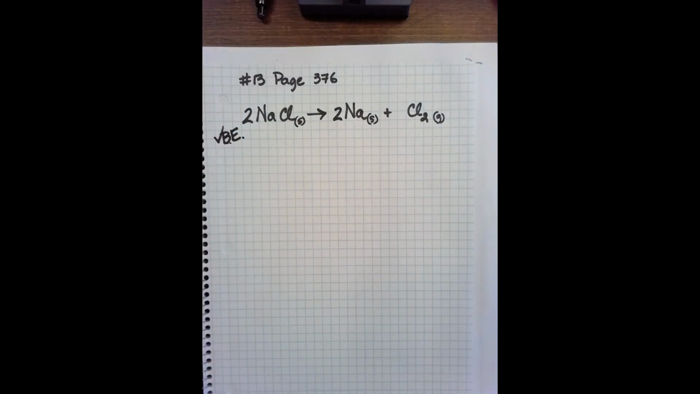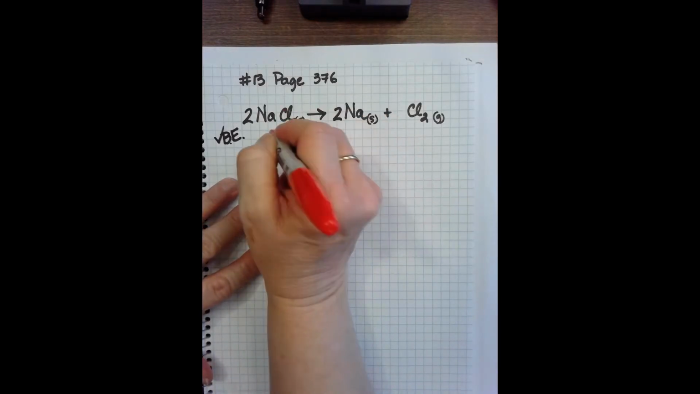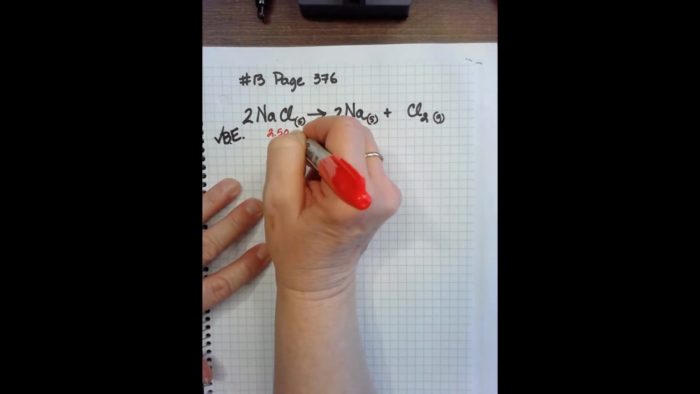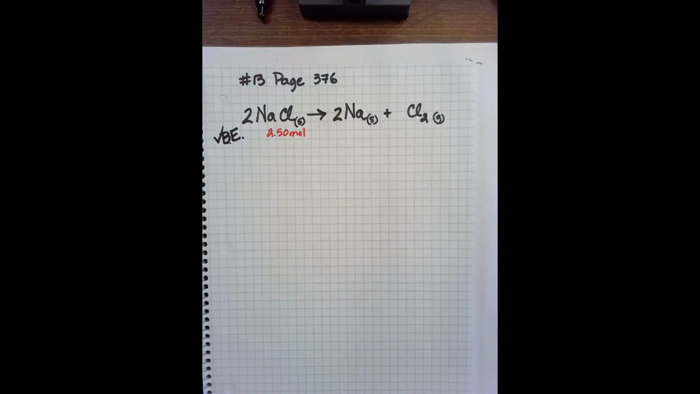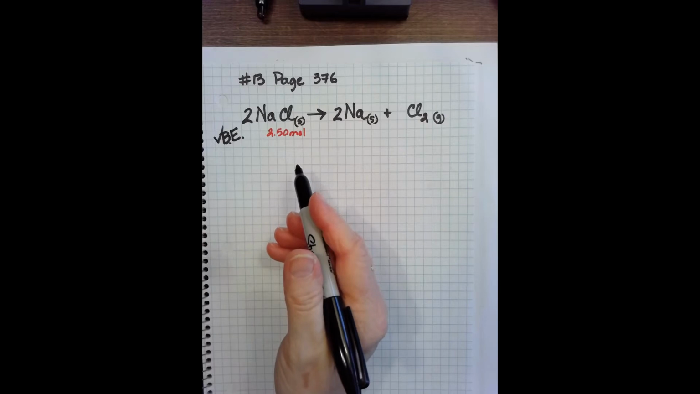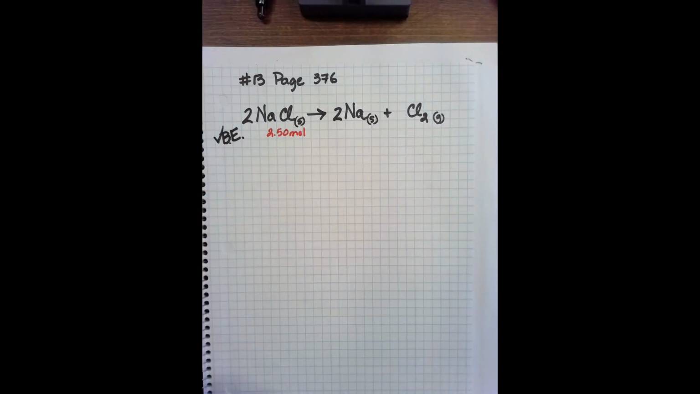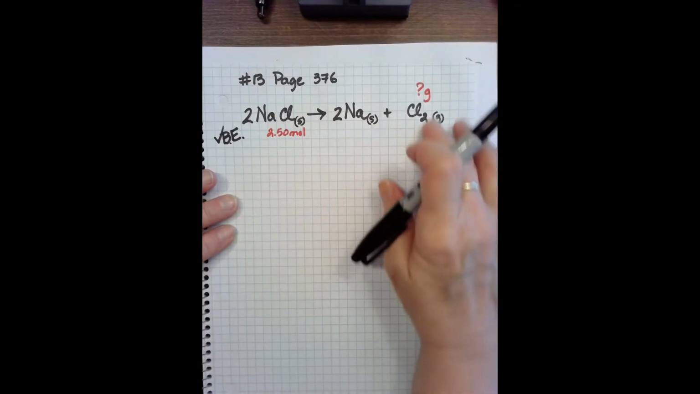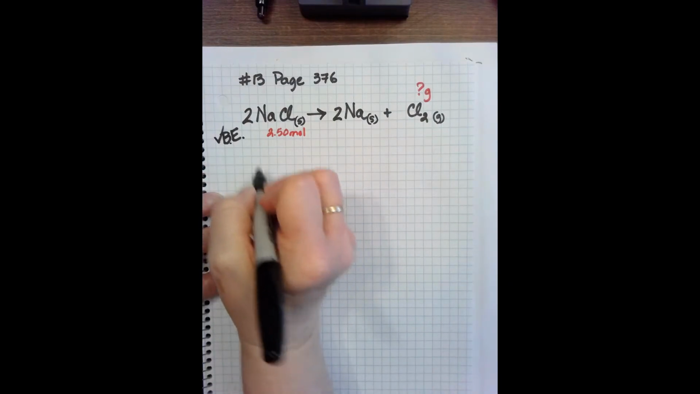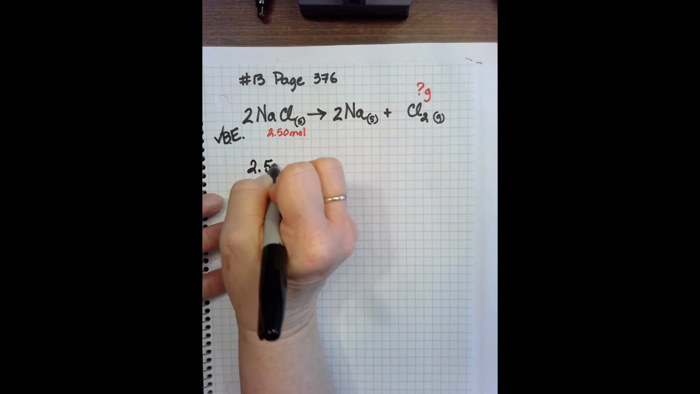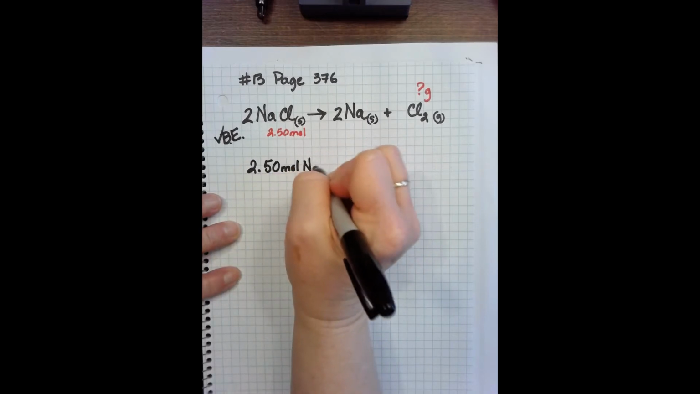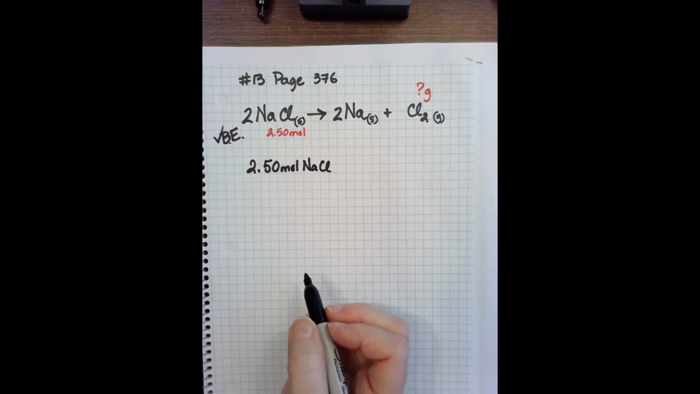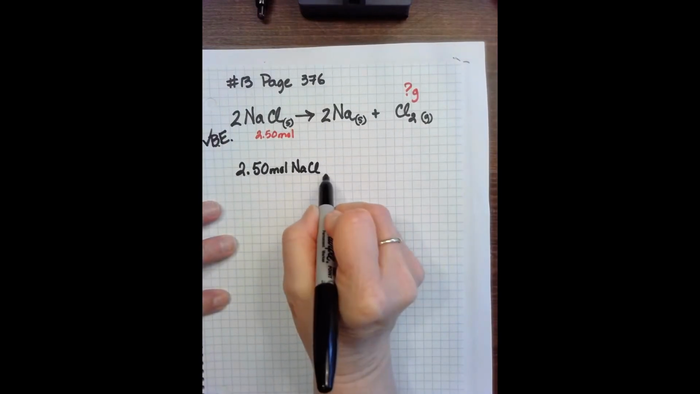So let's look at what we've been given. It says that we have 2.50 moles of sodium chloride. We're adding energy to it, and the question is, how many grams of chlorine come out of that? So now we can see this is not just a mole to mole problem, this is a mole to gram problem. So we're going to start our work with 2.50 moles of NaCl because that is what the data told us that we have.